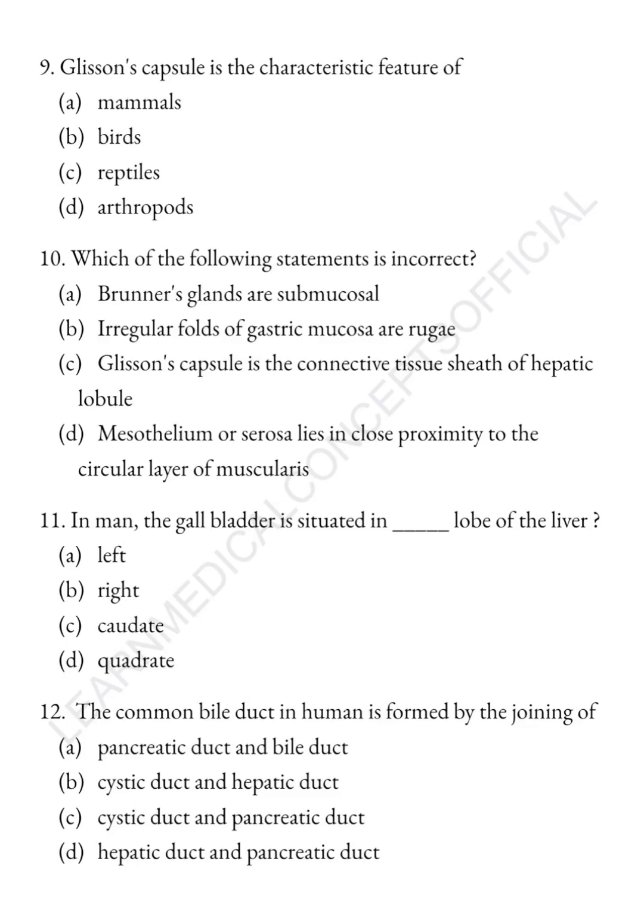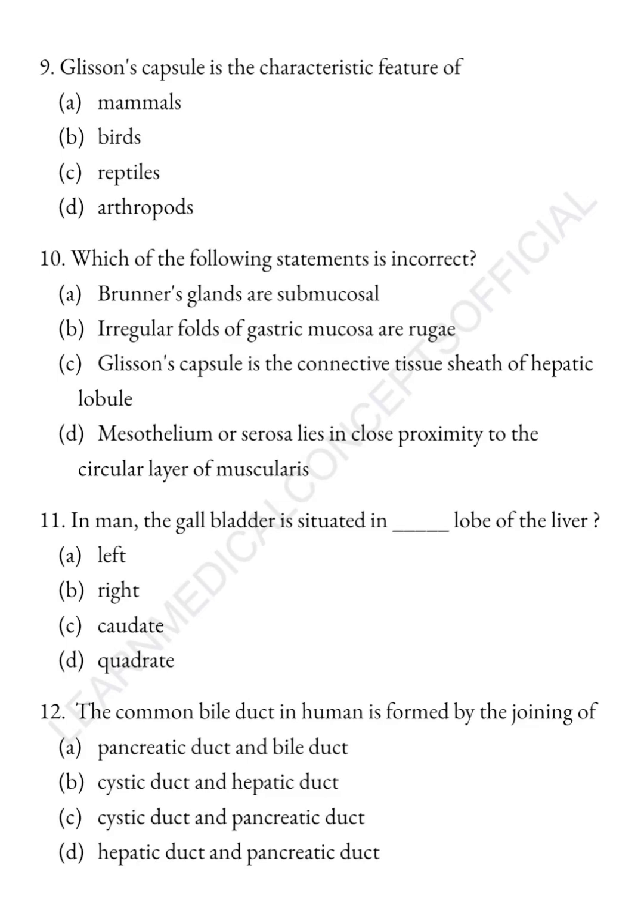And the correct option is option A, mammals. Glisson's capsule is the characteristic feature of the mammalian liver. It is a thin connective tissue sheath that covers the lobes of the liver. This capsule is the one which covers the lobules of the liver.